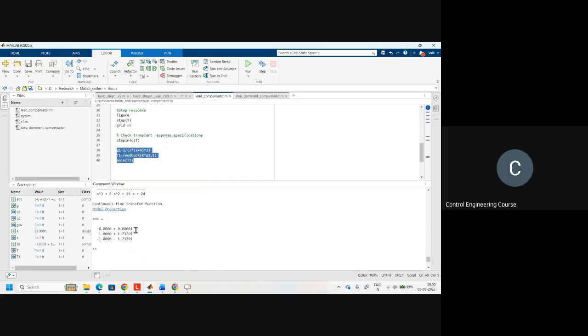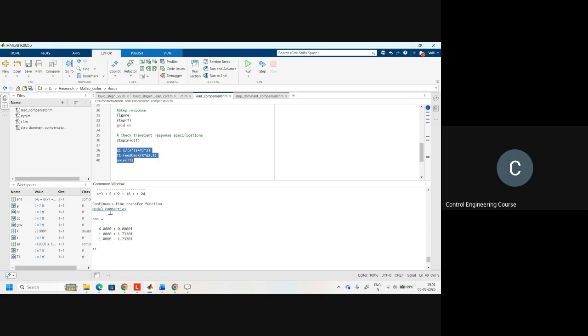See the poles are now three poles. One is the dominant pole, minus 1 plus or minus j root 3, and another pole which is actually placed at 6. That means it is far from the dominant pole. We wanted it at least 5 times faster, so the designed system places it exactly at 5 times 1. This is a good controller which we have designed now.